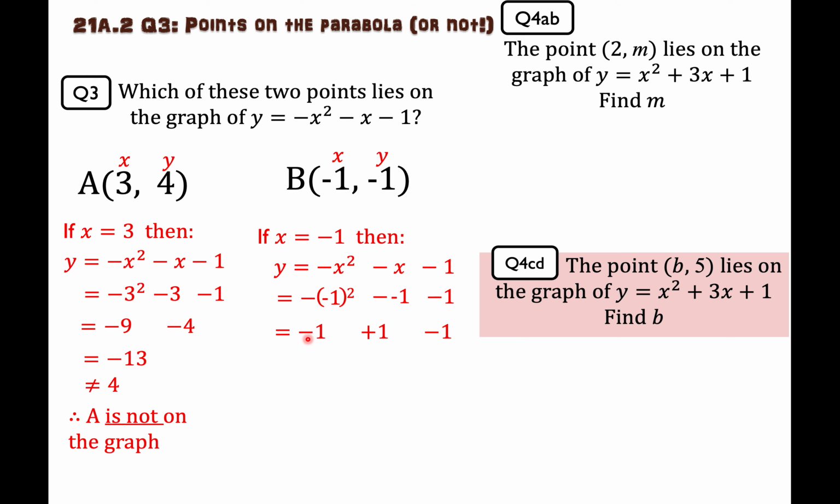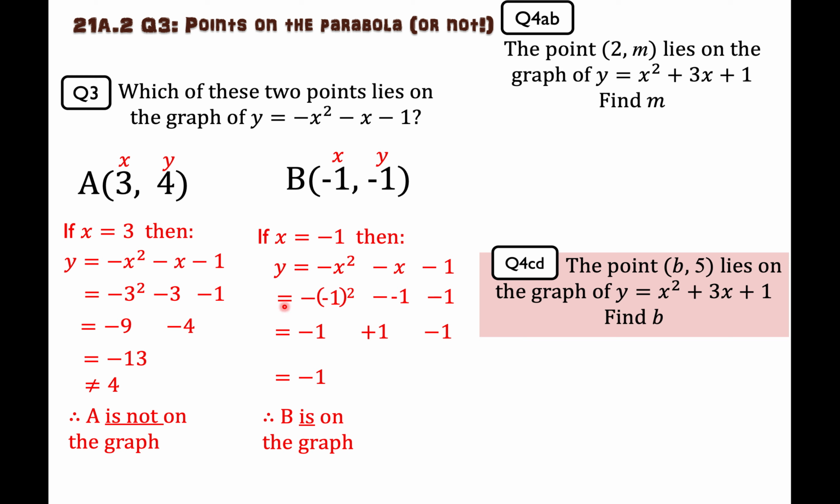So y is negative 1, add 1, and then subtract 1. The answer to that is negative 1. Negative 1 plus 1 is 0. Then take 1 is negative 1. Is that what we expected y to be? Yes, it is. Cool. So does it lie on the graph? Yes, of course it does, because the y had the expected value. This point is on the graph. Now this all seems a bit silly, well, does it lie on the graph or not?